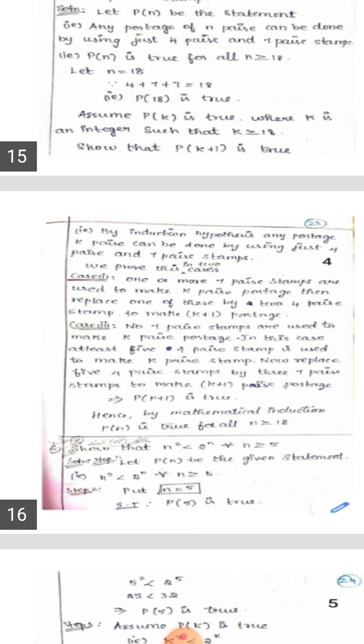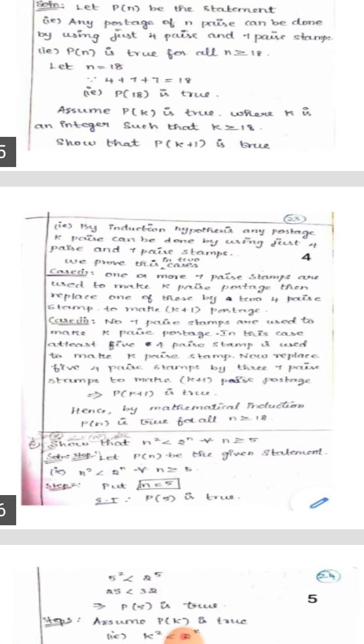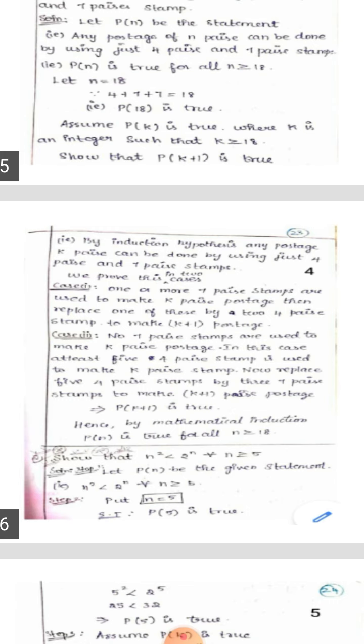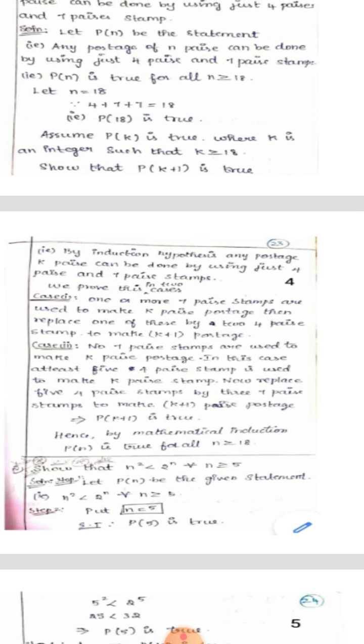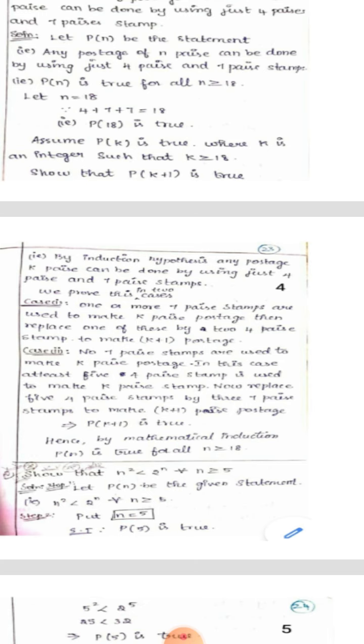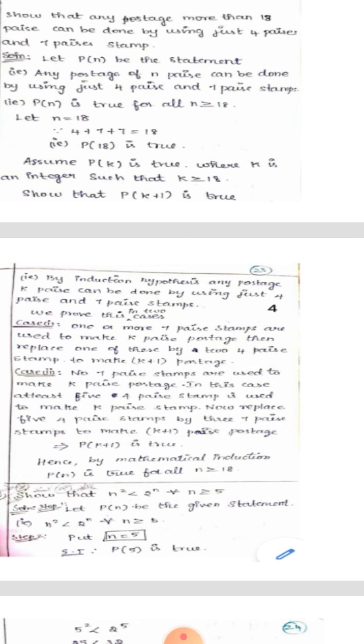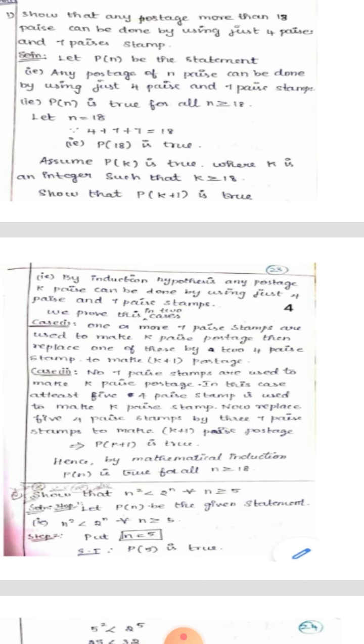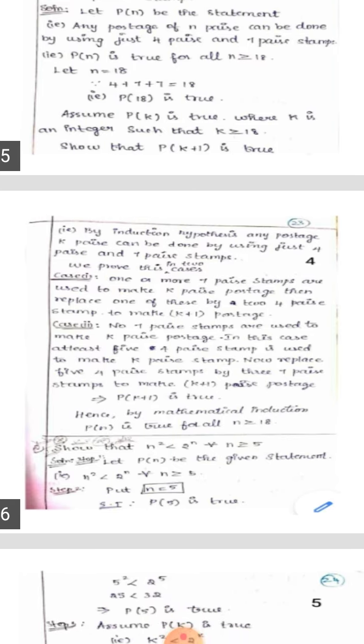First case: 1 or more 7 pi stamps are used to make k pies. So 1 or more 7 pi stamps, so no need to use the 4 pi stamps. In case 1, we are using 7 pi stamps to make k pies postage. Then replace one of these by two 4 pi stamps, so that we make P of k plus 1 postage. That is case 1.